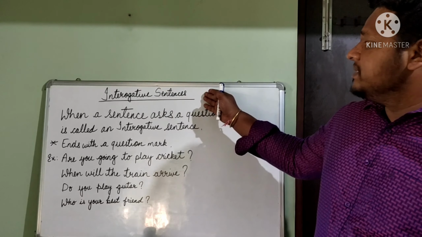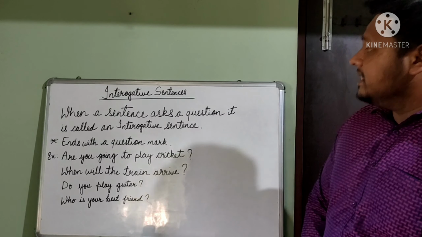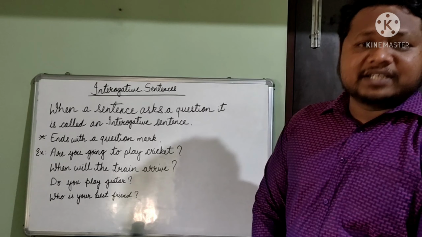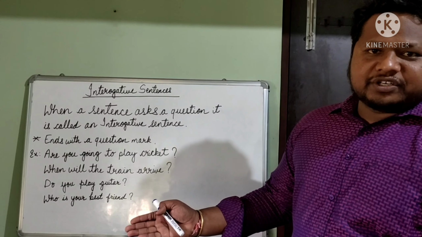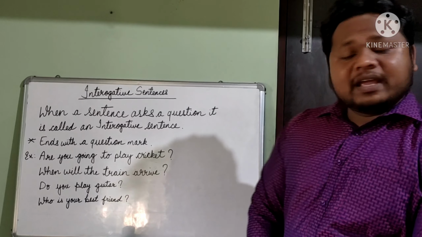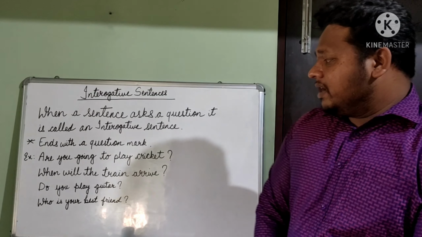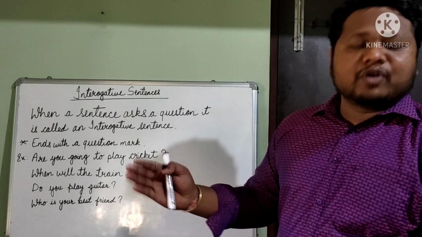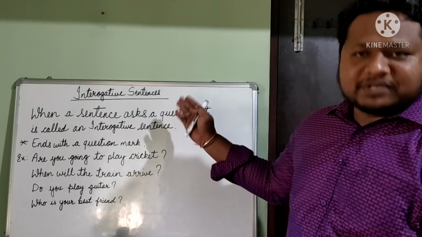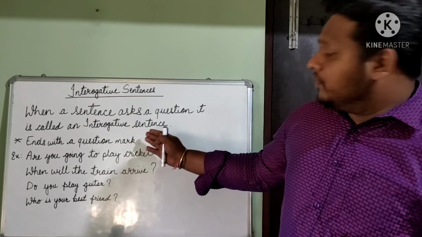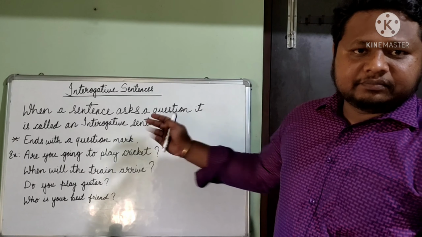Now, interrogative sentences. When a sentence asks a question, it is called an interrogative sentence. Questions: How are you? Are you going to play? What date is today? Do you play guitar? Who is your best friend? These are all some common examples of interrogative sentences. An interrogative sentence always ends with a question mark.